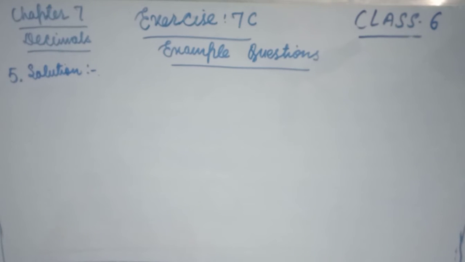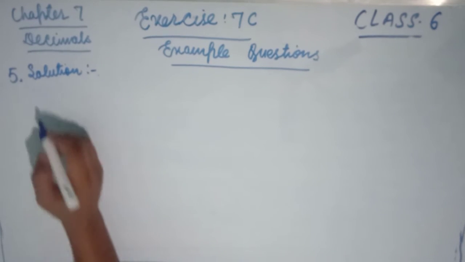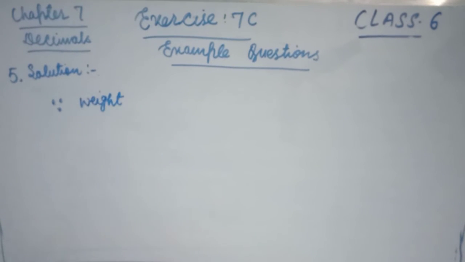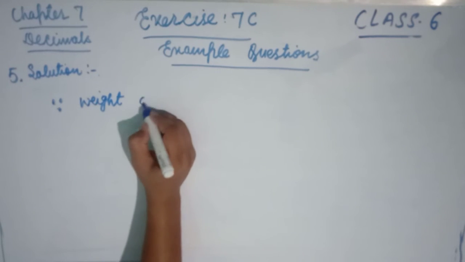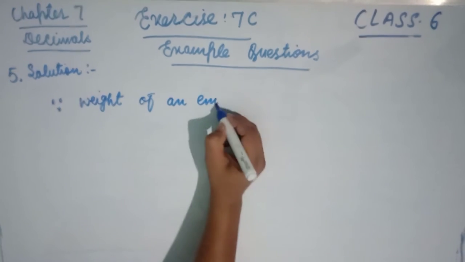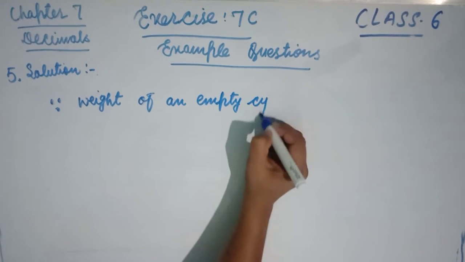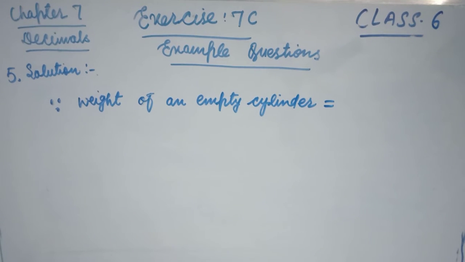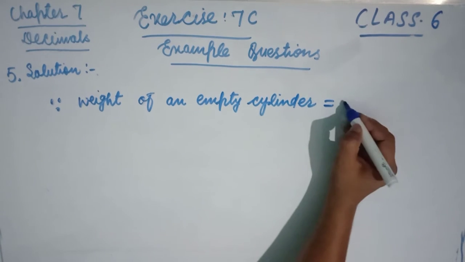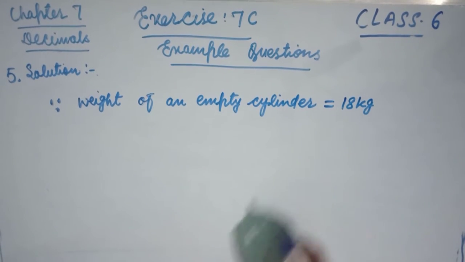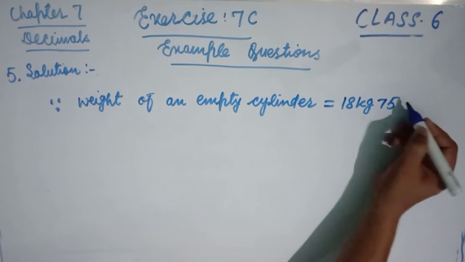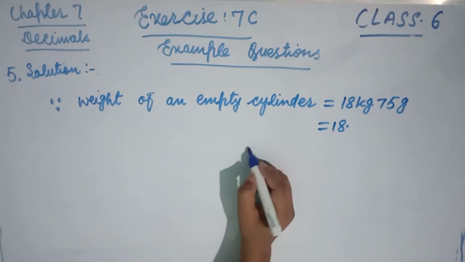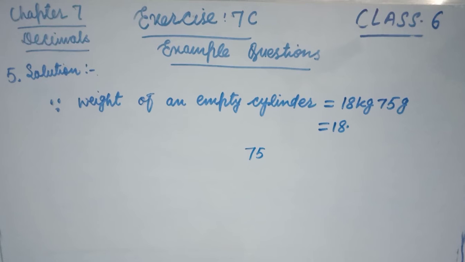First, write the weight of an empty cylinder, not the given. The weight of an empty cylinder is equal to 18 kg and 75 grams. So friends, this could be written as 18 point. Why? Because now we have to change all the values into kilograms.